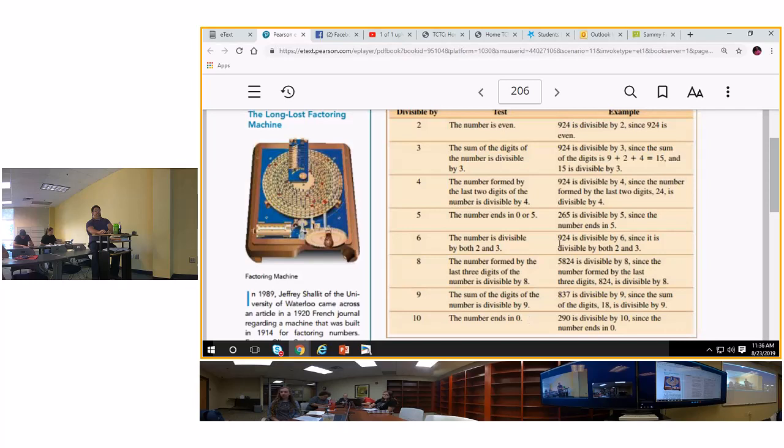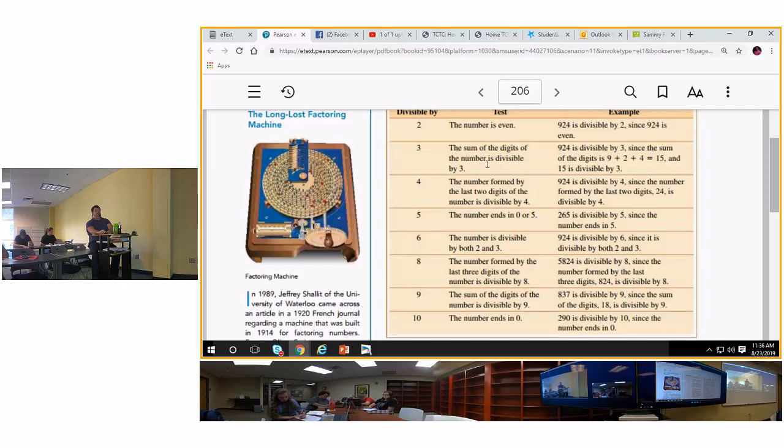Now, you don't really need to worry about 4, 6, 8, 9, and 10. Why? Because those are not prime numbers. You need to focus on 2, 3, 5, and 11, and 13. That's what you need to focus on.